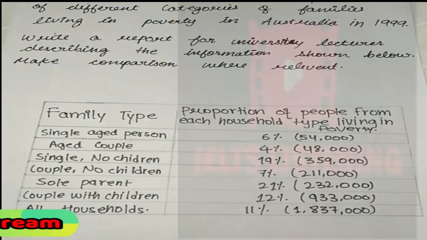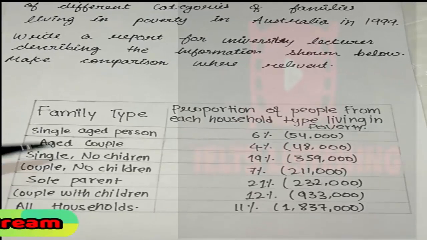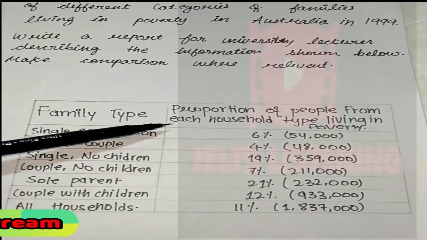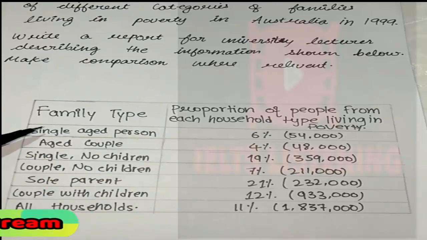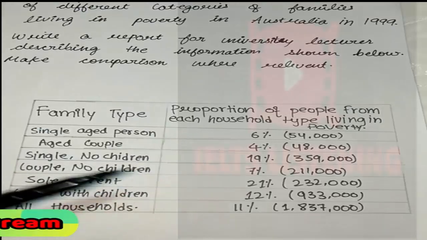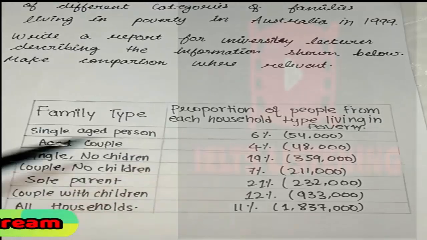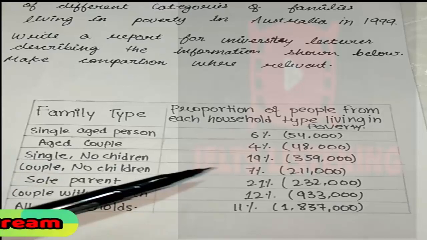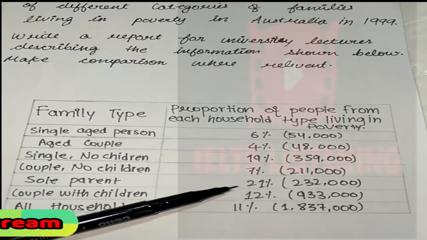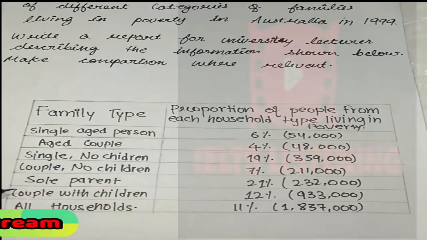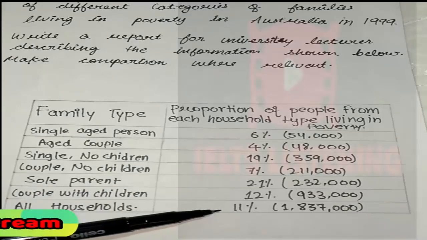So firstly we have to understand the table. As we can see, here is written the family type, and here is the proportion of people from each household type living in poverty. So family type is single aged person and the ratio is 6%. Aged couple ratio is 4%. Single with no children ratio is 19%. Couple with no children ratio is 7%. Sole parent ratio is 21%. Couple with children ratio is 12%. And all households ratio is 11%.